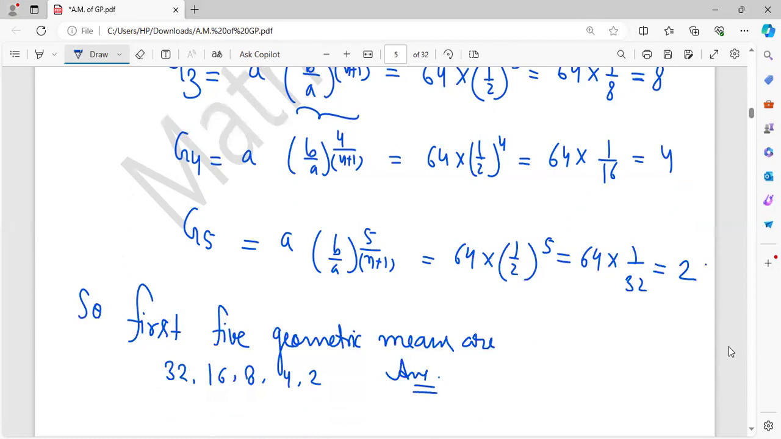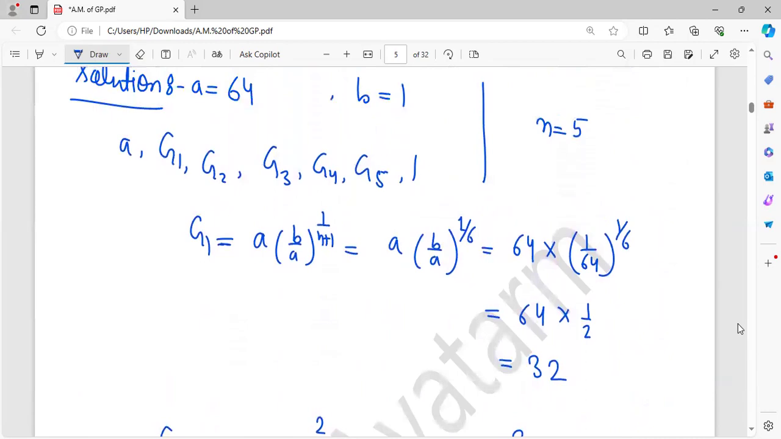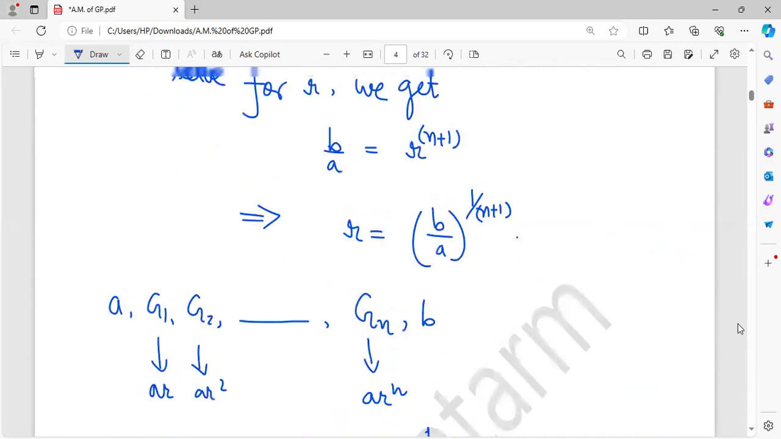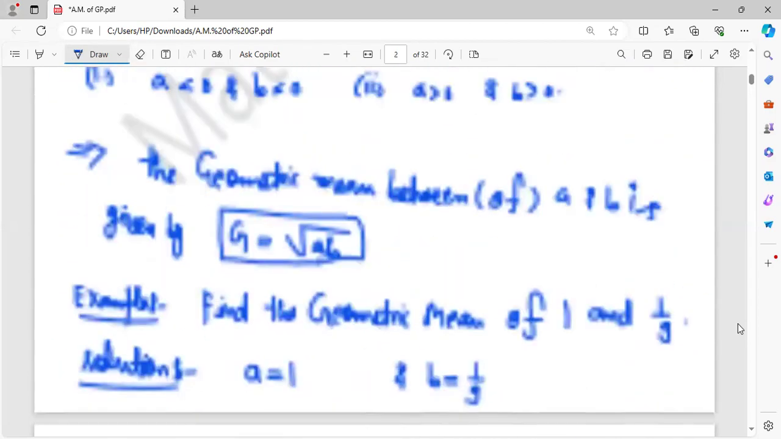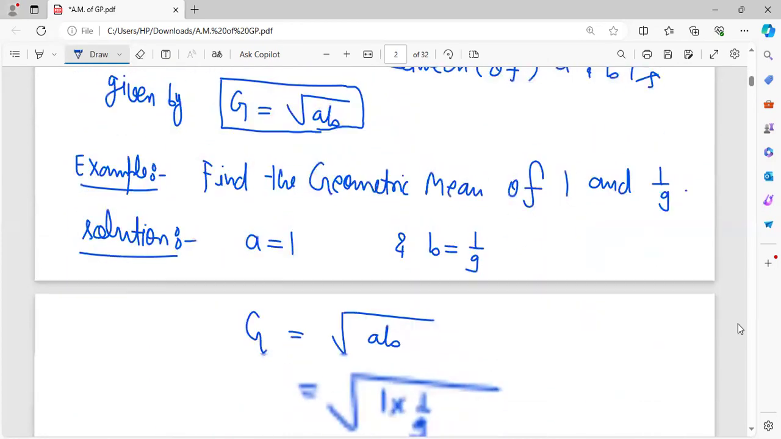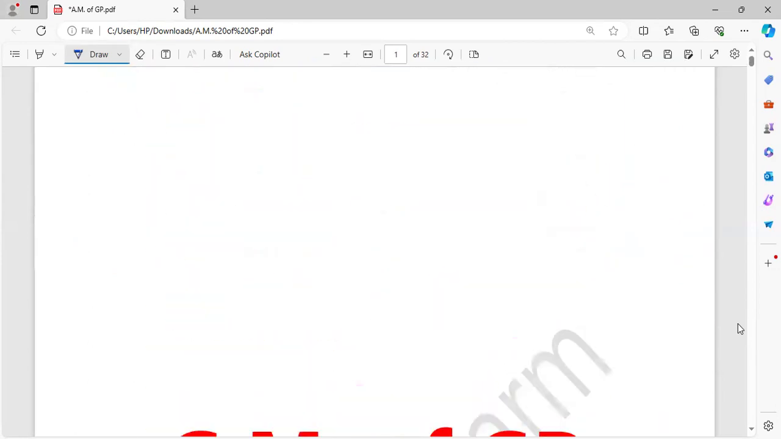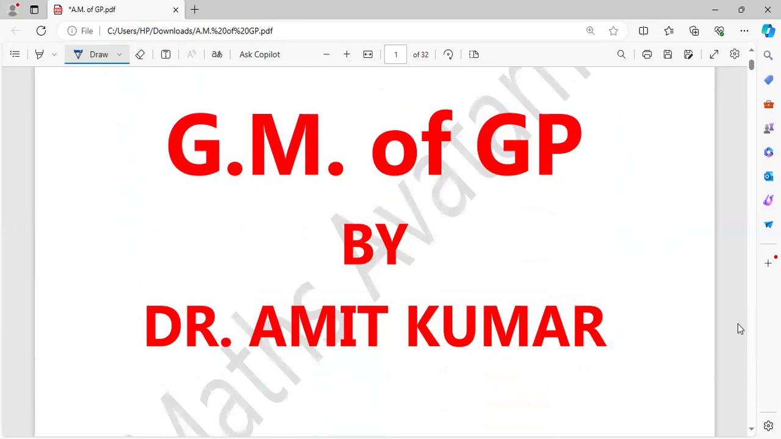Okay. So we have solved this question. So in this lecture what we have learned? We have learned how to find the geometric mean of A and B. And we have also studied how to find n number of geometric means between A and B. So today's lecture is up to this.